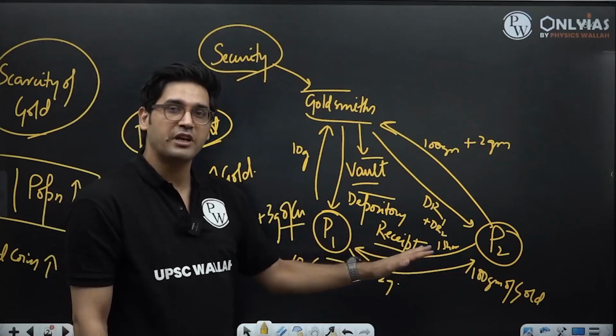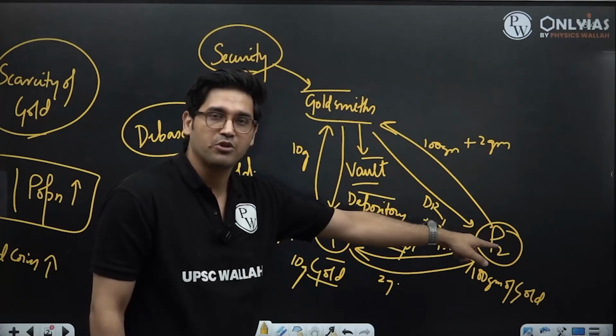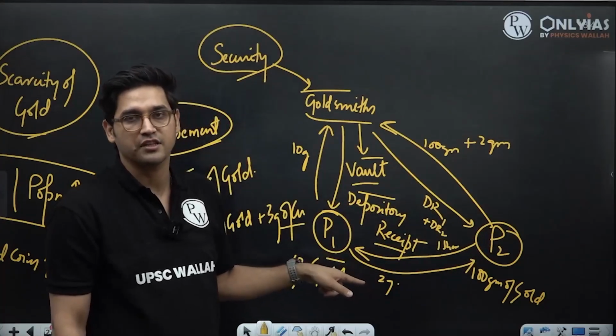This could have also been done if person 1 went to person 2 and told him, you know what, I need a shoe. And person 2 tells him, you know what, I need 2 grams of gold in exchange.